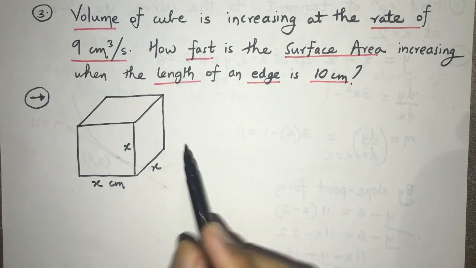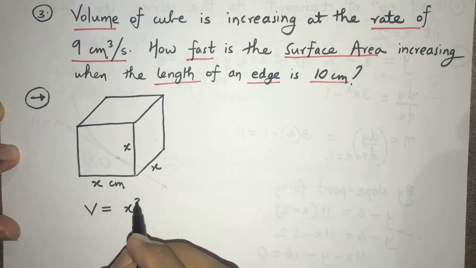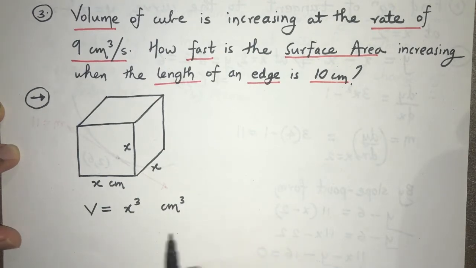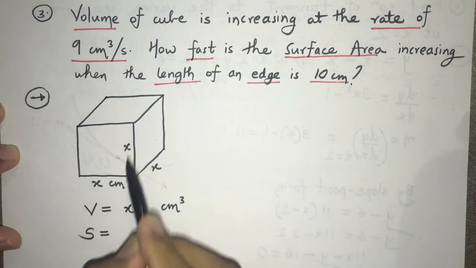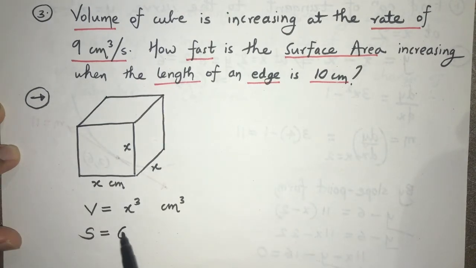x is a variable, so what does the volume come out to be? Volume is x cube centimeter cube. Obviously, x is a variable, so volume will also be a variable. What will the surface area be here? We have 6 square faces here, and each square has an area of x square. So with 6 faces, we get surface area as 6x square centimeter square. You can see that x, that is the edge, is increasing, volume is increasing, and definitely surface area is also increasing.